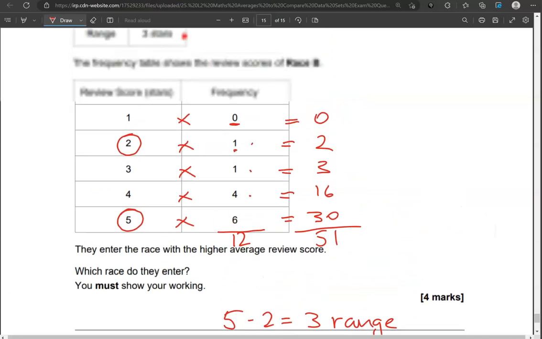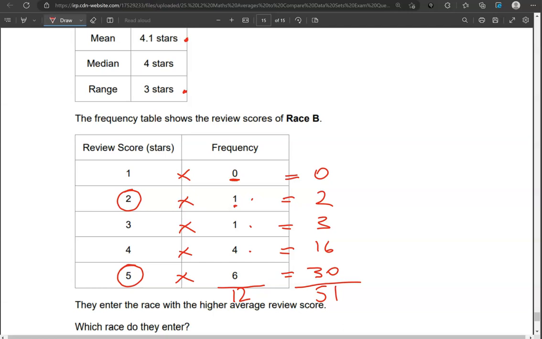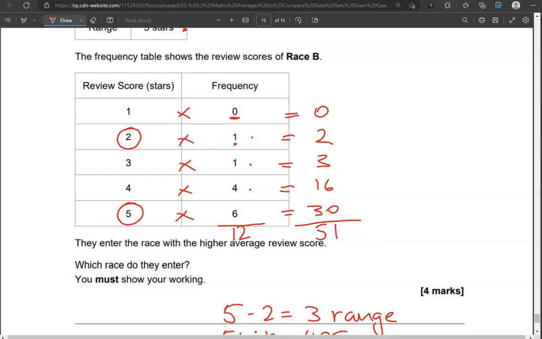Now I didn't pick the median, but you could have picked the median and the range instead of mean and the range. So how do you work it out in this case? So remember, we list all the different scores when it comes to the median, starting with the smallest. So the lowest score in this case, that is a 2. We have one score that is 2. We have one score that is 3. We have 4 4s, so 1, 2, 3, 4. We have 6 5s, so 5, 5, 5, 5, 5, and 5.